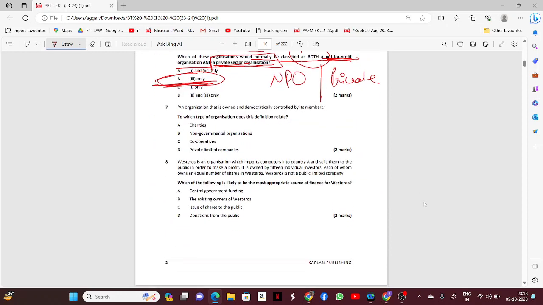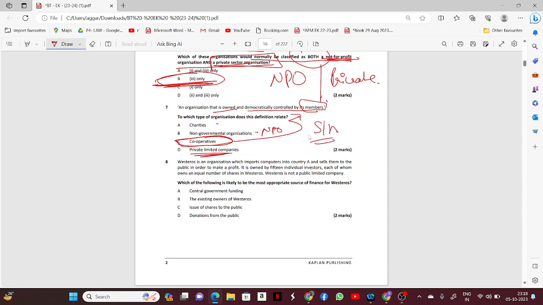Okay. Question number 7. An organization that is owned and democratically controlled by its members. The options are charities, non-governmental organizations, basically NPOs, cooperatives, and private limited companies. If you know the definition of cooperatives, then you would know that it has members. So private limited cannot be an option, because private limited companies do not have members, they have shareholders, right?